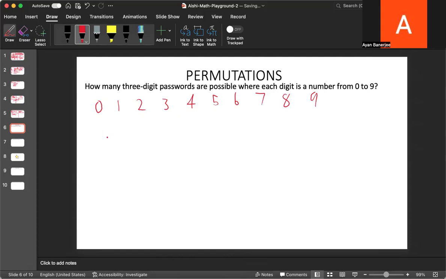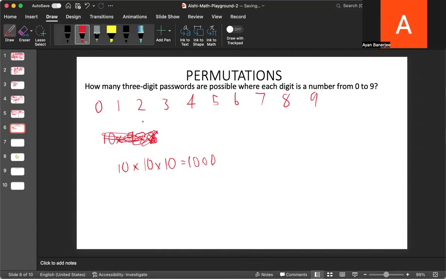So for the first digit, we have 10 options. And for every one of those 10 options, we have 9 options for the second one. And for every one of the 9 options for the second digit, we have 8 options. Sorry. Since the problem doesn't say that we can't repeat a digit, for every first digit we would have 10 second digits. For every second digit, we would have 10 third digits. So we would be left with 1,000 options.